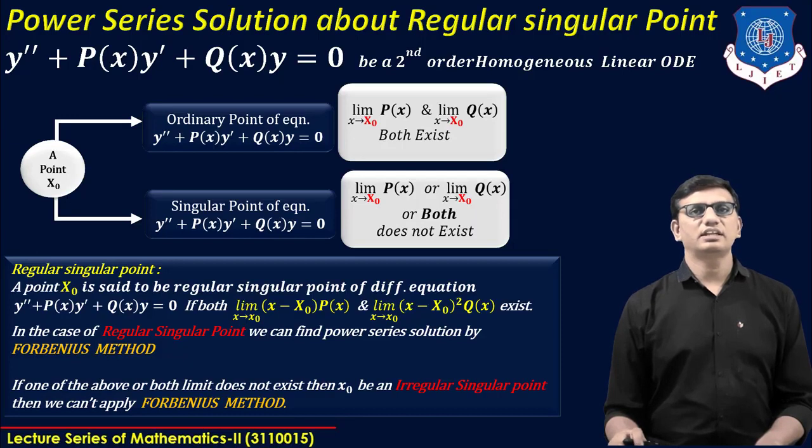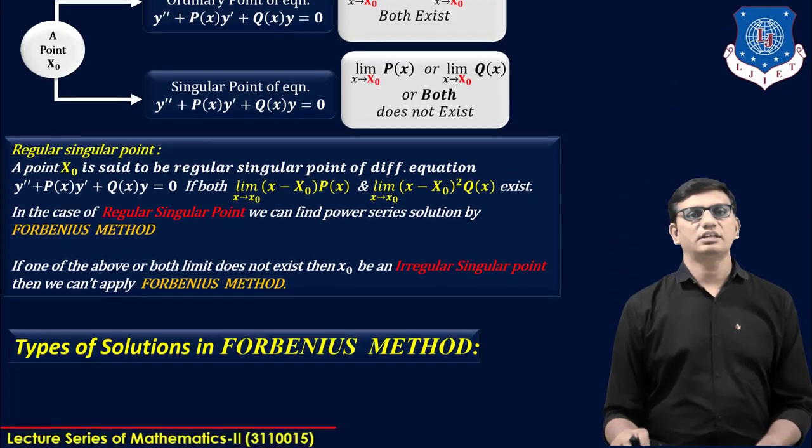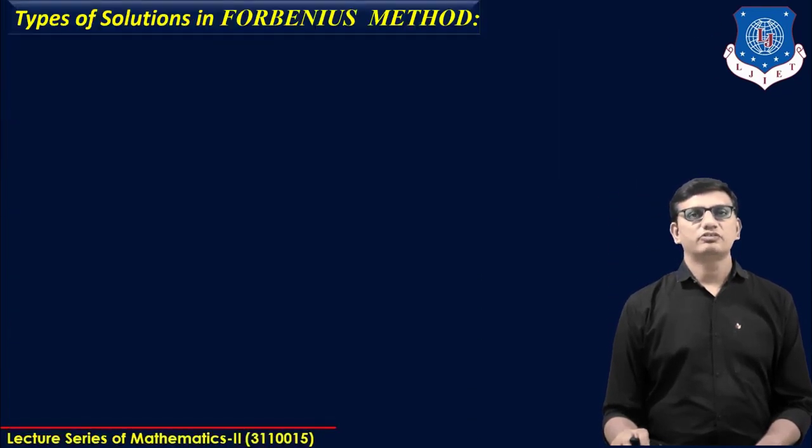In this case, we can apply the Frobenius series method. If one of the limits, limit x tends to x0 of (x - x0)p(x) or limit x tends to x0 of (x - x0)^2 q(x), does not exist at x0, then x0 is called an irregular singular point. In this case, we can't apply the Frobenius series method. Let us see the second case of the Frobenius series method.